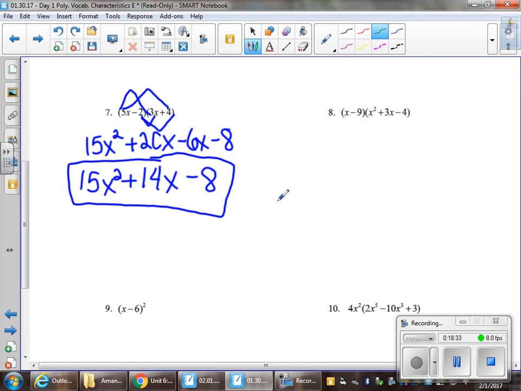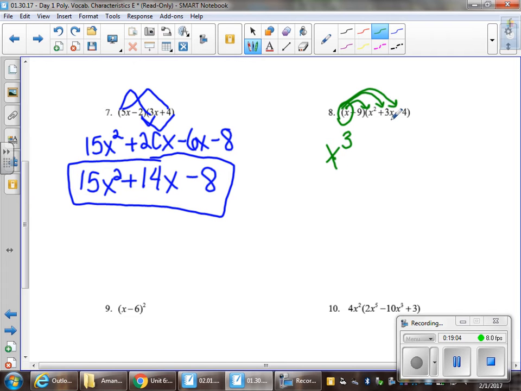What's the first thing we're going to do? Which starts with a D? Distribute. So first we're going to distribute what? This to the x squared, to the 3x, and to the minus 4. So what's x times x squared? X cubed.